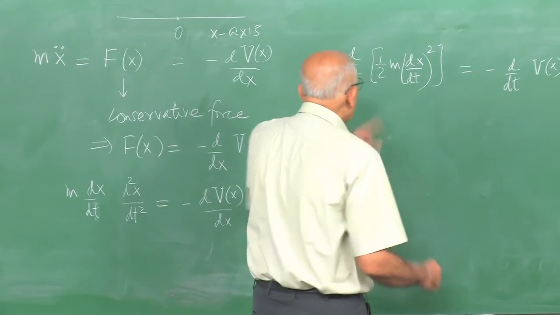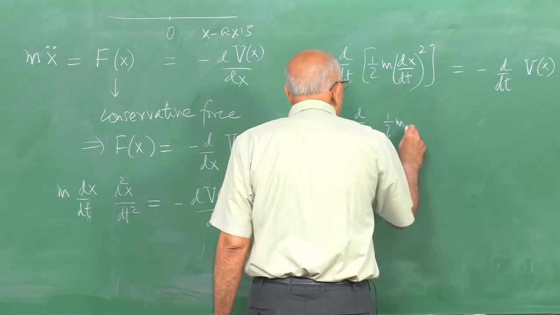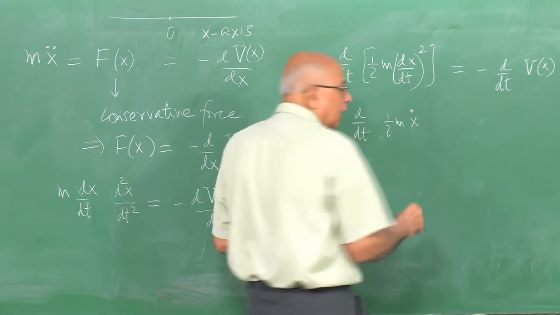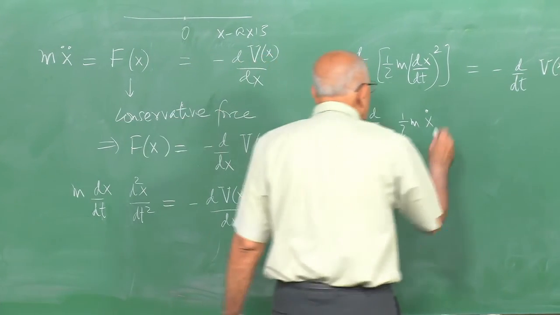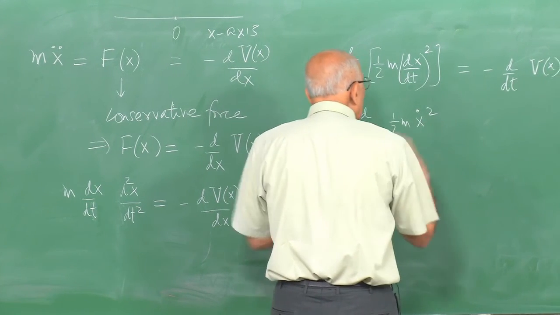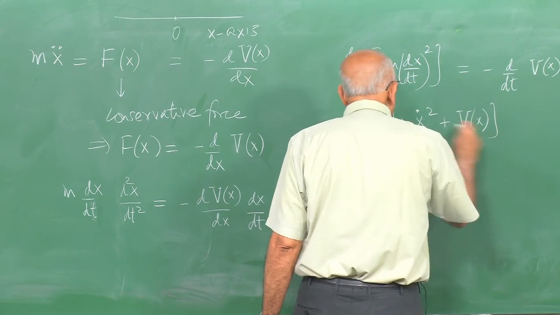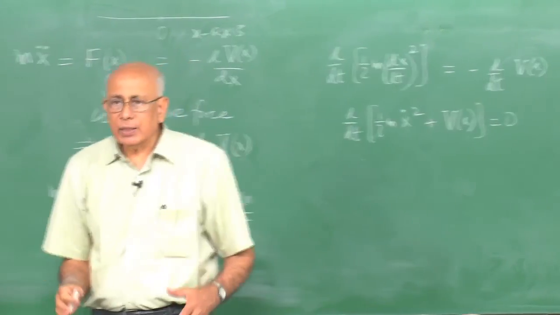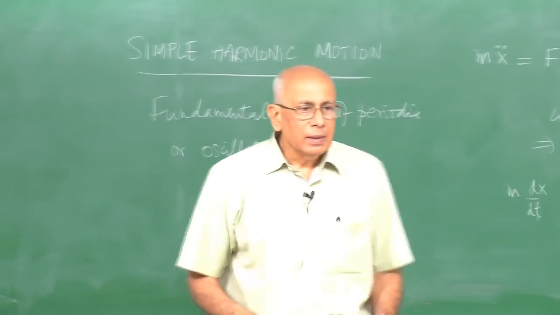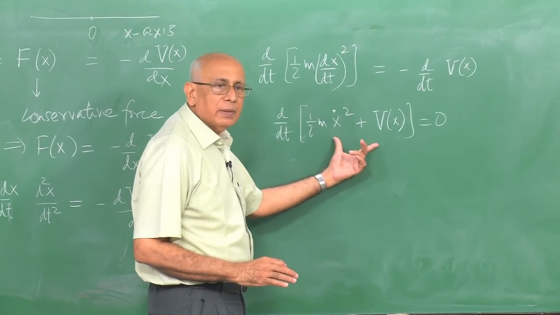But bringing this to the left hand side, it says d over dt of 1/2 m, let me put a dot just for convenience, an overhead dot to denote the time derivative, that is standard notation, x dot squared, or the velocity squared, plus V of x equal to 0. So it says no matter how x changes with time, this particular combination of x and x dot does not change with time, this combination here, right?